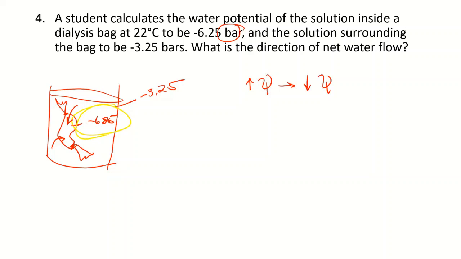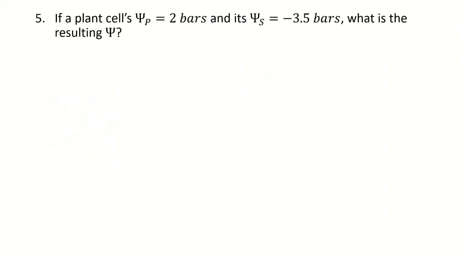Okay? Number 5, if a plant's pressure potential is 2 bars and its solute potential is negative 3.5 bars, what is the resulting potential? For that, we're going to use this equation again.